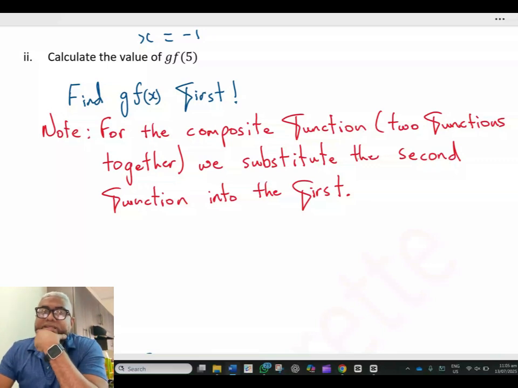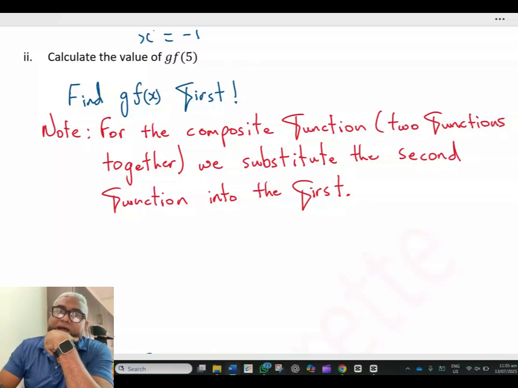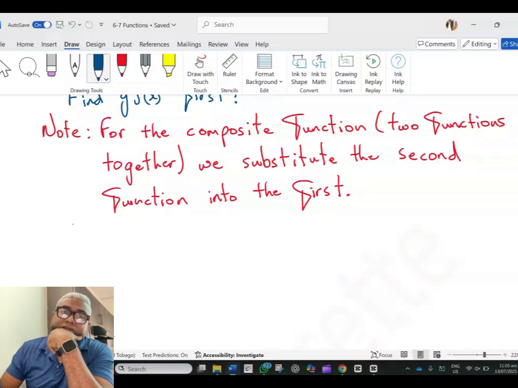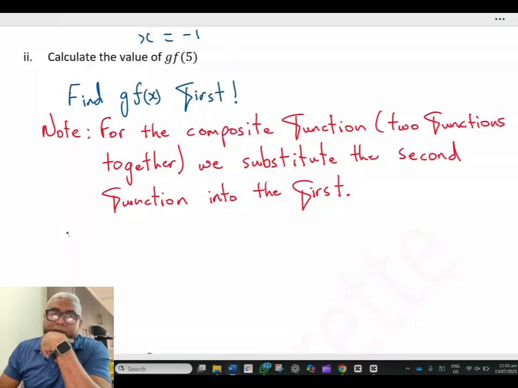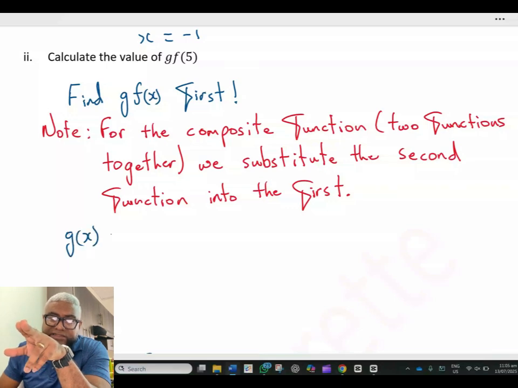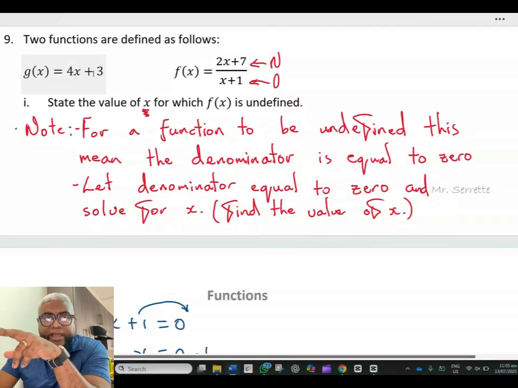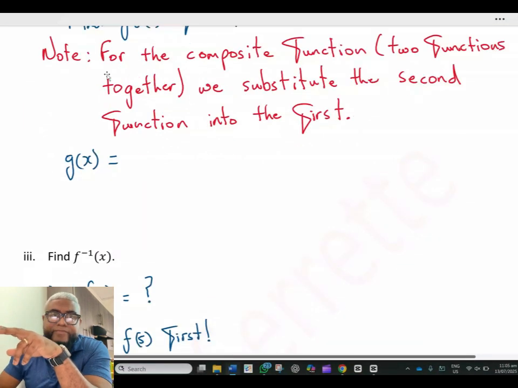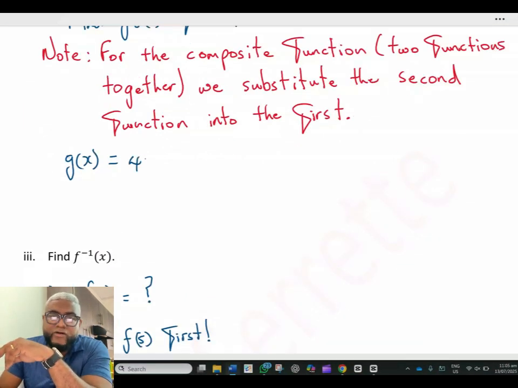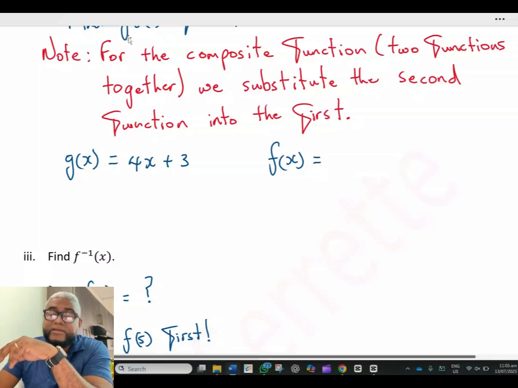Replacing the second function into the first. So I'm going to write only two functions here, in the order they have it. You have g of x is equal to, scrolling up, 4x plus 3. So write this down, 4x plus 3. And then f of x, I'm going to write it here.